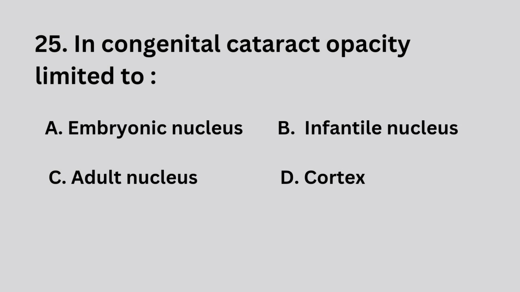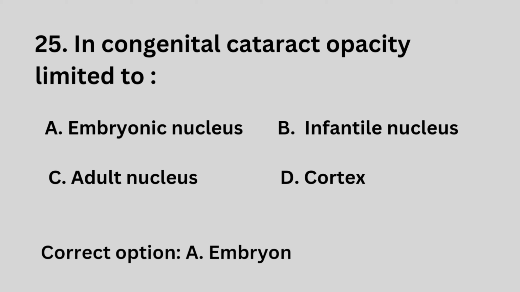Next question. In congenital cataract, opacity limited to option A, embryonic nucleus. Option B, infantile nucleus. Option C, adult nucleus. And option D, cortex. Correct option is option A, embryonic nucleus.